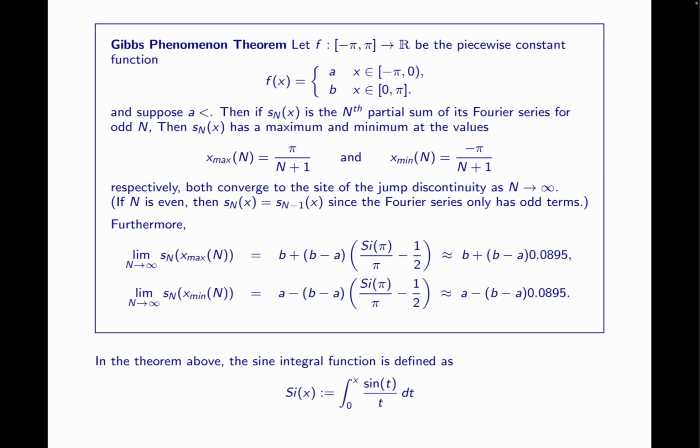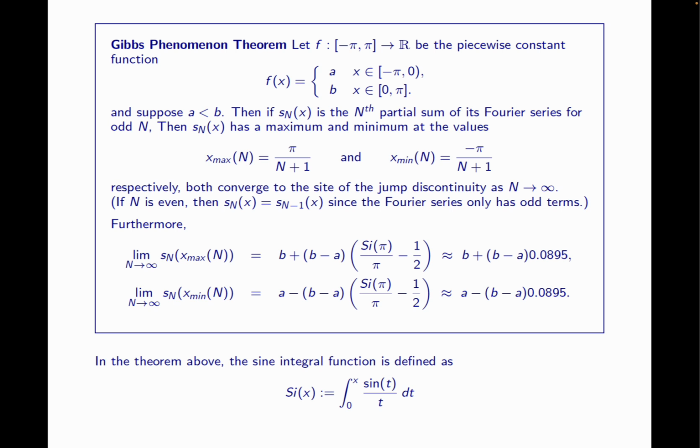So let's put this into a theorem. This is the Gibbs phenomenon theorem. Let f be the piecewise constant function defined there, and suppose that a is less than b. I have a is less than a period. That doesn't make any sense, does it? Look at that, it just corrected itself. Amazing. What was I saying?